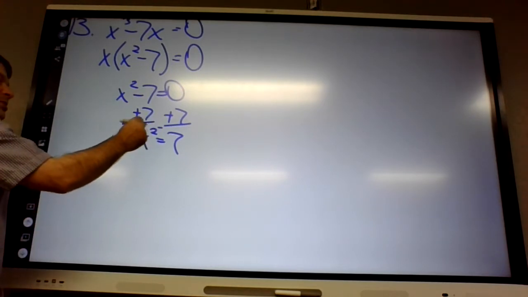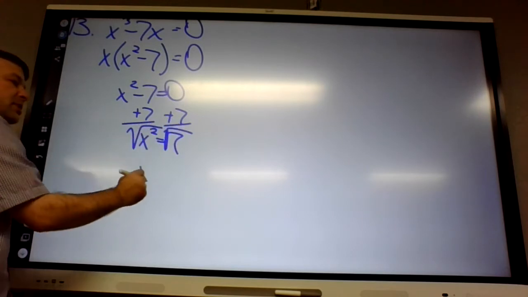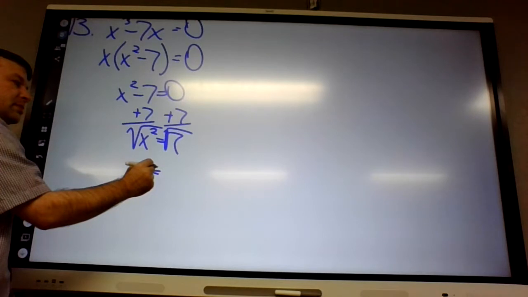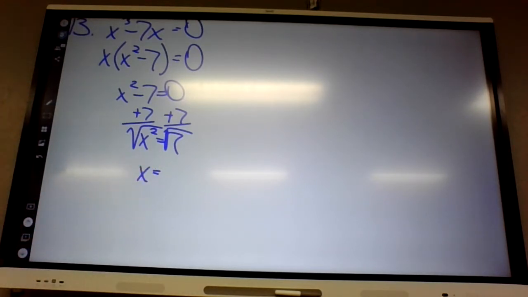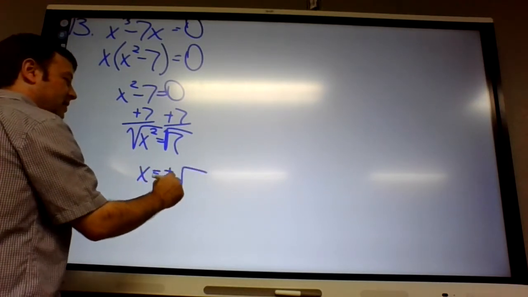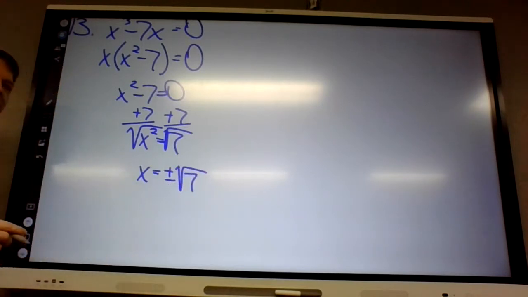Square root. So what is it? What's the answer, Katie? Plus or minus square root of 7. However, the directions were to change irrational answers into decimals rounded to the hundredths place.